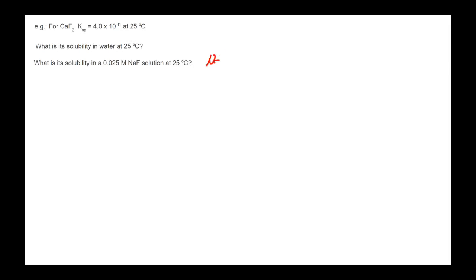So in this NaF solution, because sodium salts are highly soluble, there's no reversible arrow here. This is going to completely split up to give you Na+ ions and F- ions in aqueous solution. And because of the 1-to-1-to-1 stoichiometry, if we have 0.025 molar NaF, we are also going to have 0.025 molar F- after this all dissolves.